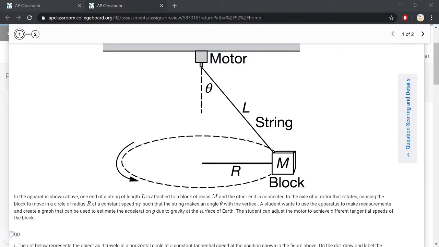In the apparatus shown above, one end of a string of length L is attached to a block of mass M, and the other end is connected to the axle of a motor that rotates, causing the block to move in a circle of radius r.